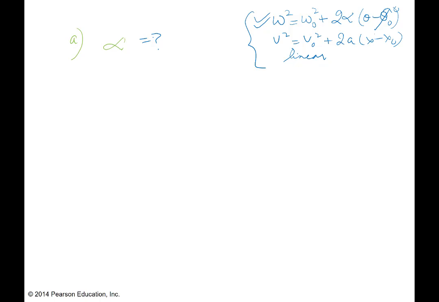So rearranging this equation now using omega square equals omega naught square plus 2 alpha theta, assuming theta naught is 0. Go ahead and find out alpha. So subtracting omega naught square on each side, which is 2 alpha theta. And then in the next step, I want to find out alpha, so divide both sides by 2 theta. We have omega square minus omega naught square divided by 2 theta is equivalent to alpha.